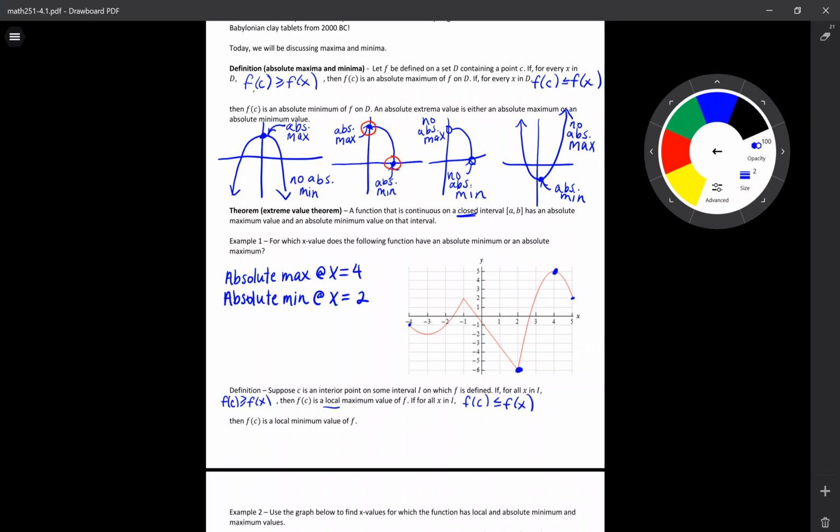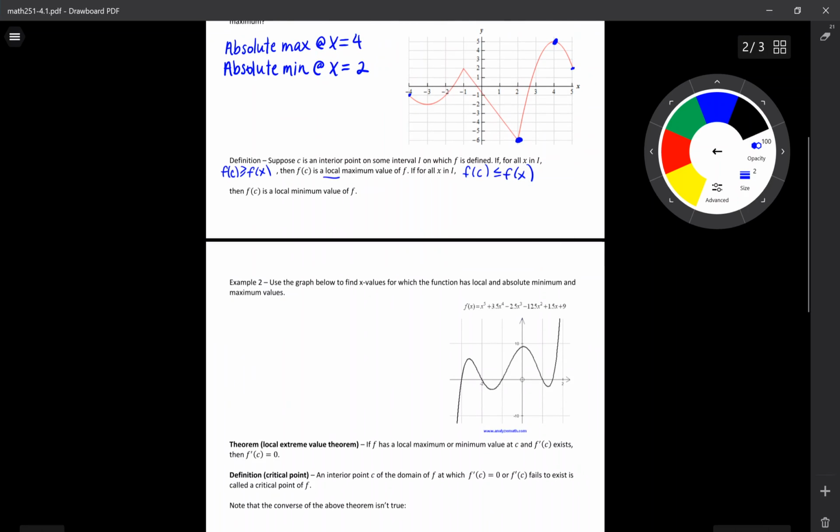So the difference between absolute minima and maxima and local minima and maxima is that an absolute extremum is the highest or lowest point on the entire graph. A local maximum or minimum is the lowest or highest point on a region of the graph. So we can have multiple local maxima or minima values on the graph. In fact, usually we do.